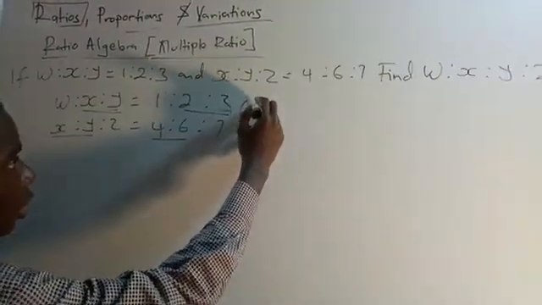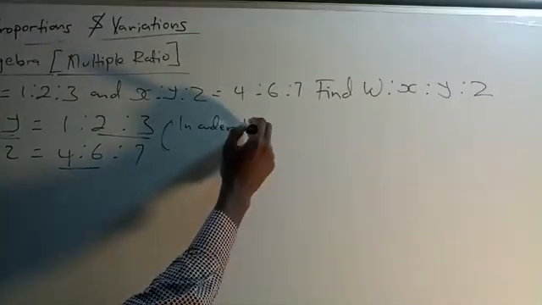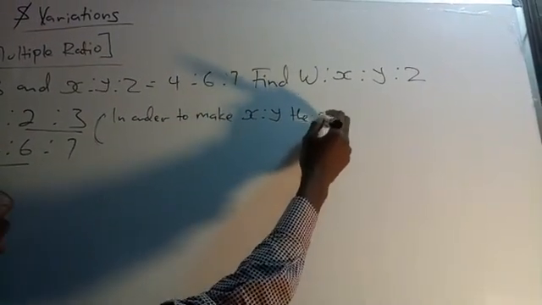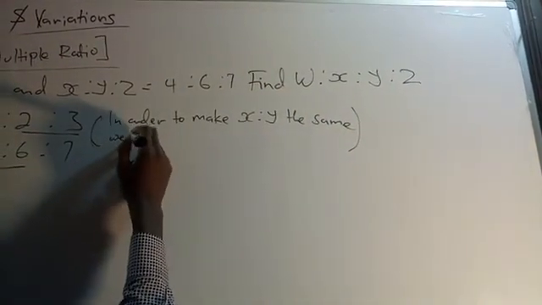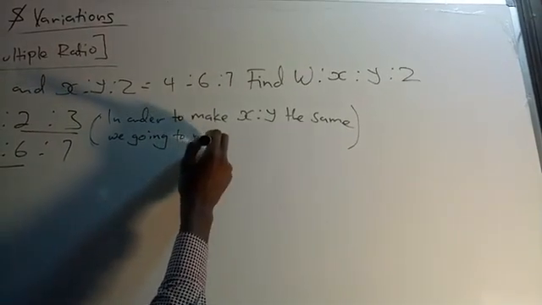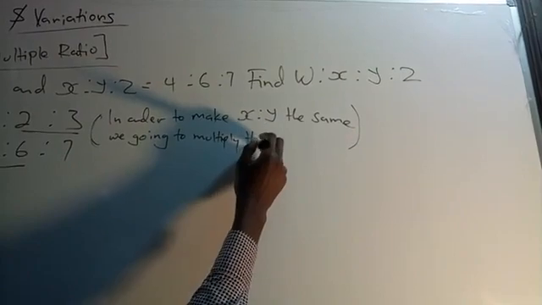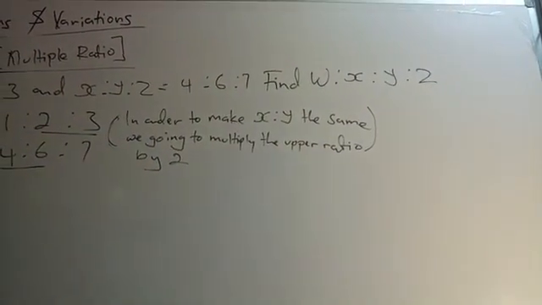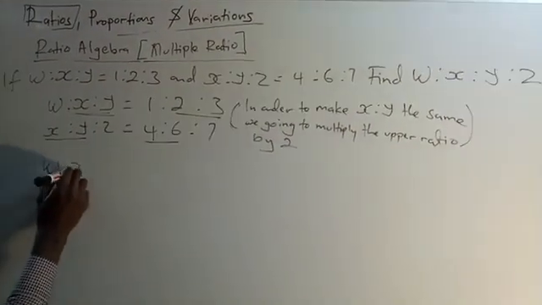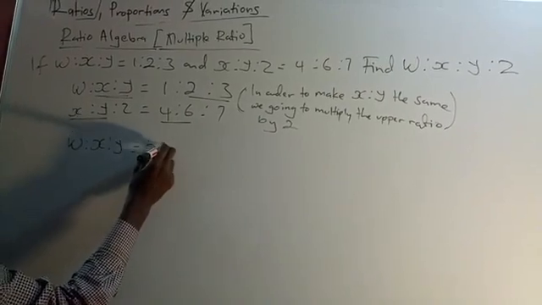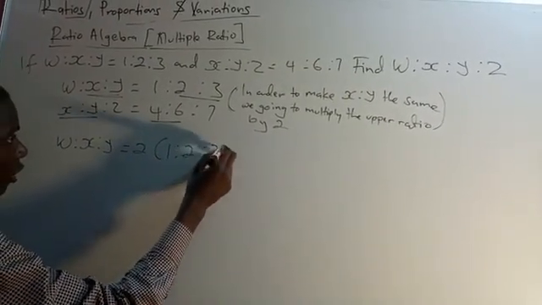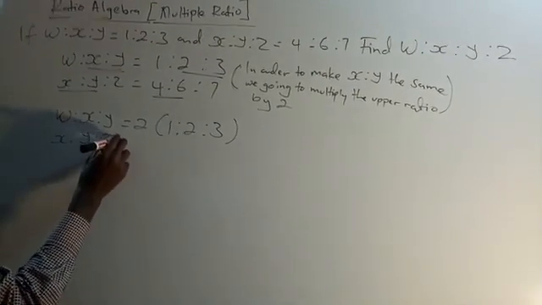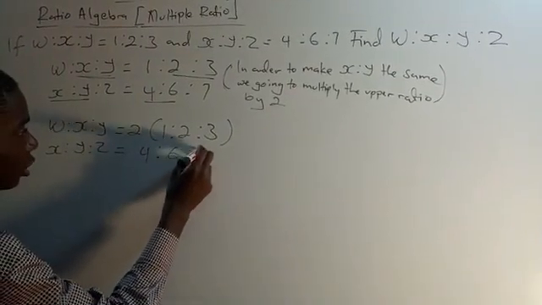So in order to make X, Y the same, we are going to multiply the upper ratio by 2, becoming W to X to Y equal to 2 times 1 to 2 to 3, and that of the downer ratio to be X to Y to Z equal to 4 to 6 to 7.